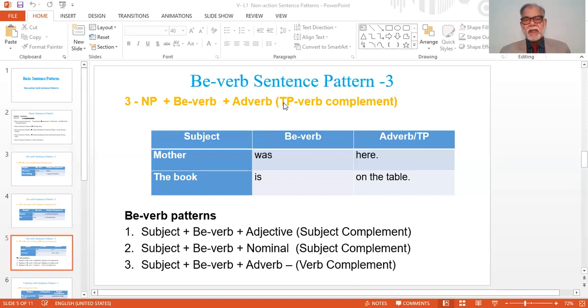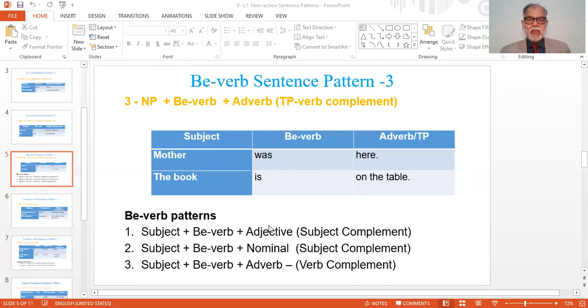The function of the adverb is mostly telling us about the time and place of some action or state. So, mother is subject, was is be verb, here is adverb. It tells us about the place where mother is present. The book is on the table. The book is subject, is be verb, on the table is adverb which tells us where the book is present.